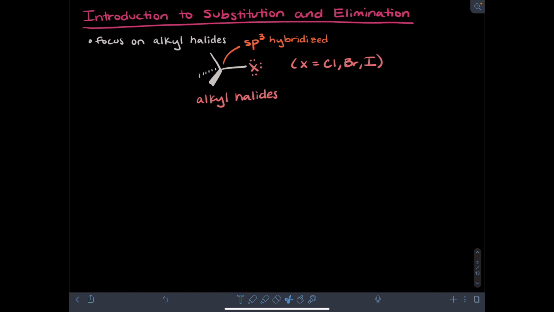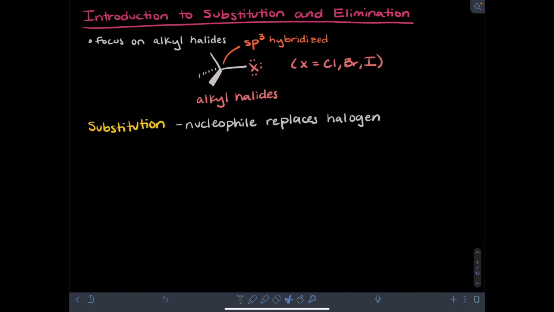Before getting into the specifics of substitution and elimination, I want to talk about alkyl halides. These are going to be our reactants for this chapter. The term alkyl halide refers to a molecule containing a carbon halide bond, and the alkyl part of this name refers specifically to a case where you have a carbon that is sp3 hybridized attached to your halogen.